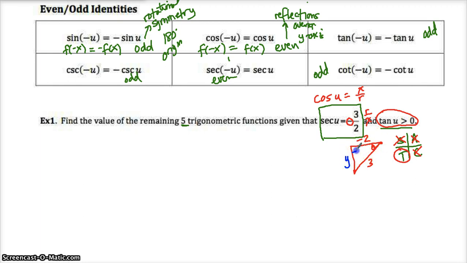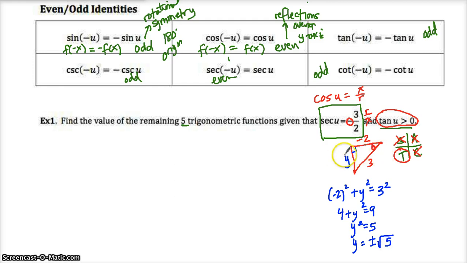So this is a right triangle right here. I go left 2 units, down y units, and the radius of the circle is always positive, and it's positive 3 in this case. So Pythagorean theorem says negative 2 squared plus y squared equals 3 squared. 4 plus y squared equals 9. Y squared equals 5. Therefore, y equals plus or minus root 5.